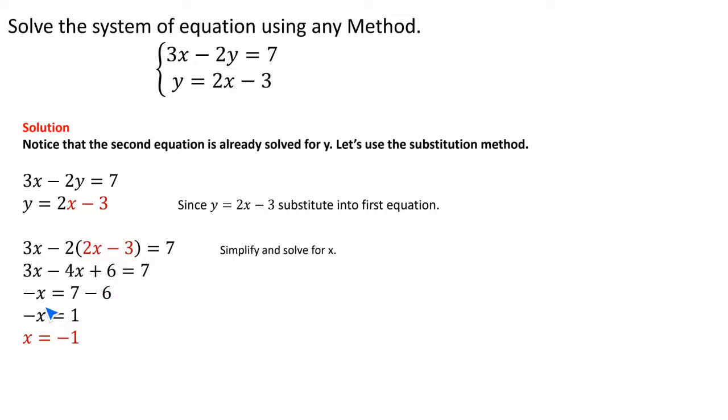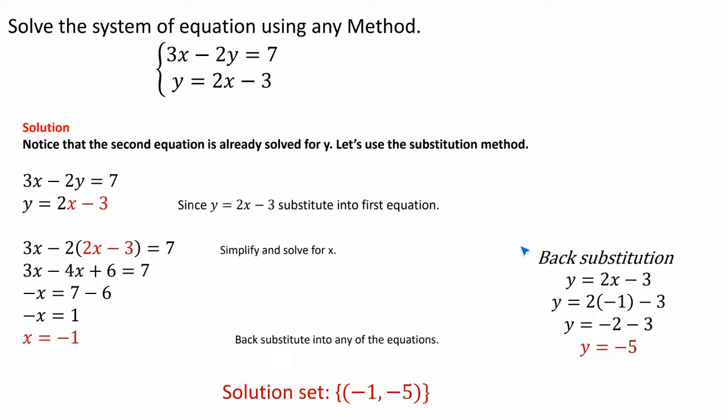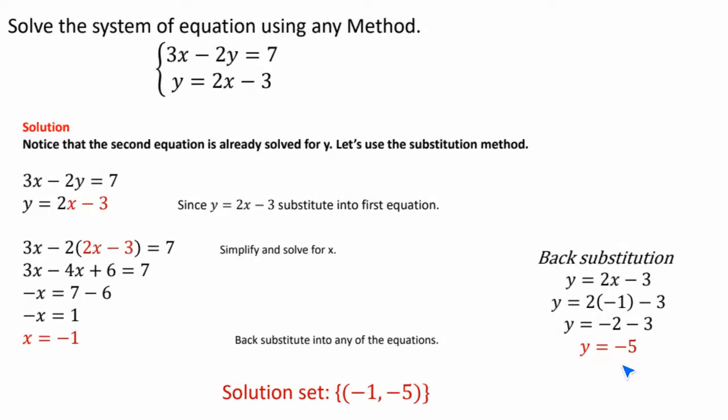And then if we combine our x's, we have 3x minus 4x is -x. So -x is equal to 1. Solve for x: x is equal to -1. Okay, back substitute. I'm going to choose that second equation. So x is -1. If I plug it in, then I get -2 minus 3 is equal to -5. So this would be my solution set.